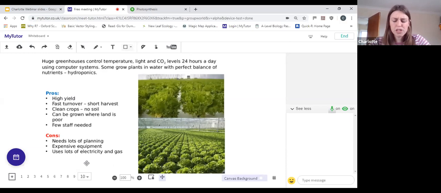So we've got pros and cons here. And this is the sort of thing where you might get a question in an exam saying, evaluate why someone would choose to produce their vegetables in a greenhouse rather than outside in a field.